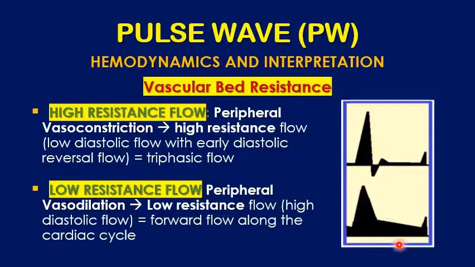Another similar example is the muscles of the legs and arms, so these are skeletal muscles. If you are running or jogging, the arteries in the leg, for example the femoral or the popliteal, show a low resistance. Why? Because the arterioles are open to supply blood to the active muscles. The opposite is true when you are at rest: you will get high resistance flow.